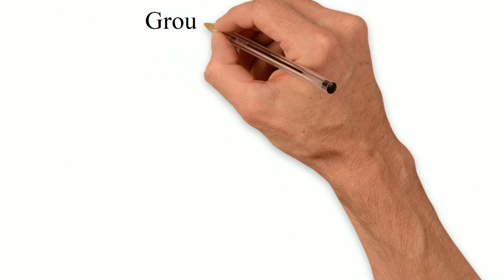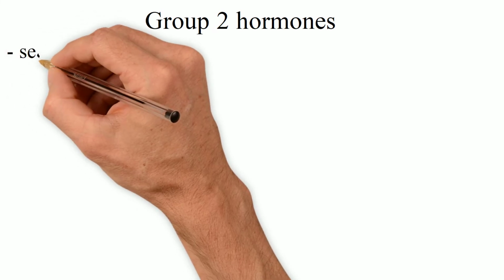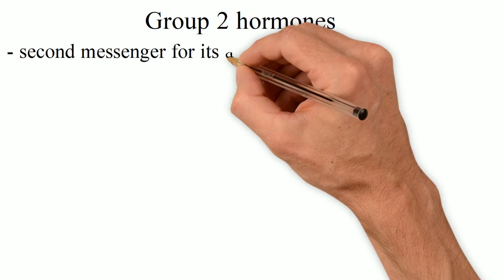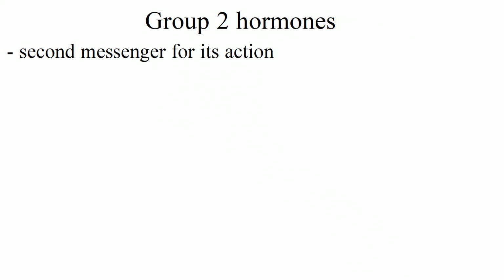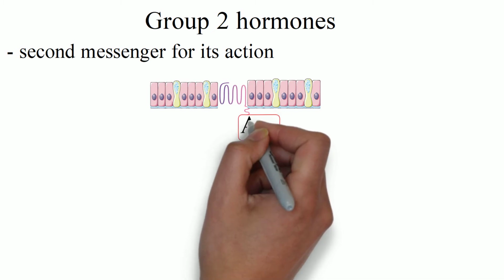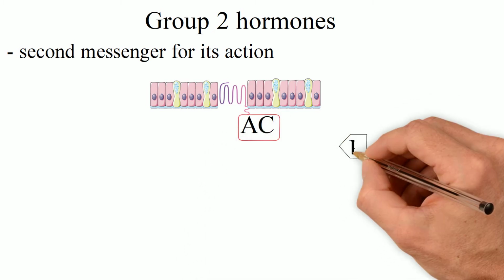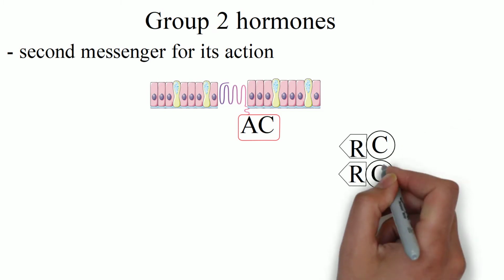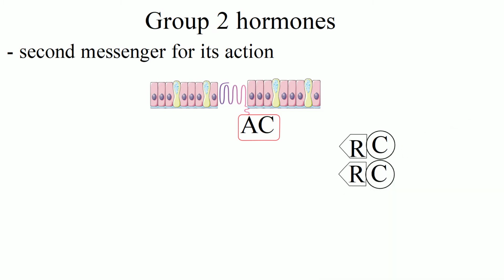Then we have group 2 hormones. These hormones are non-lipophilic in nature, which means that they cannot cross the plasma membrane, so their receptor is present on the surface of the plasma membrane. It is based on second messenger for its action. Now the component for the second messenger is adenyl cyclase. Then we have R subunit, which is regulatory subunit, and we have C subunit, which is catalytic subunit. The R and C subunits are fused together, which denotes that they are in inactive form.